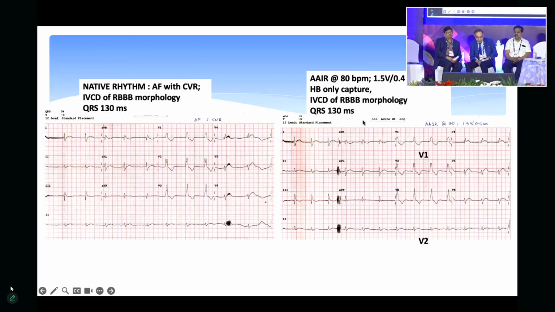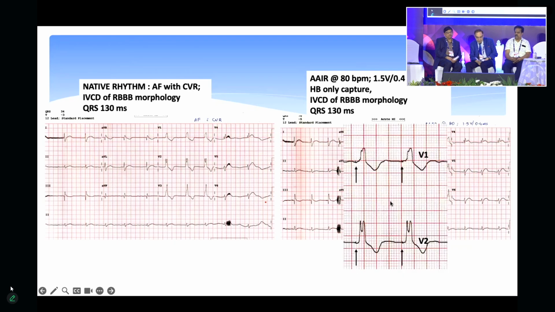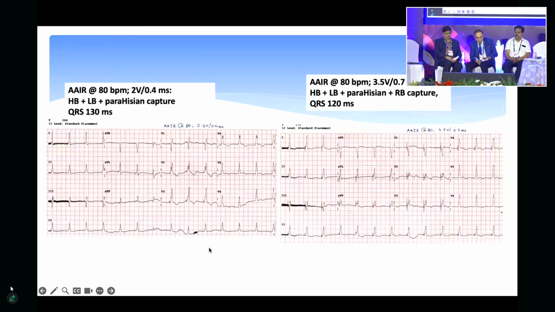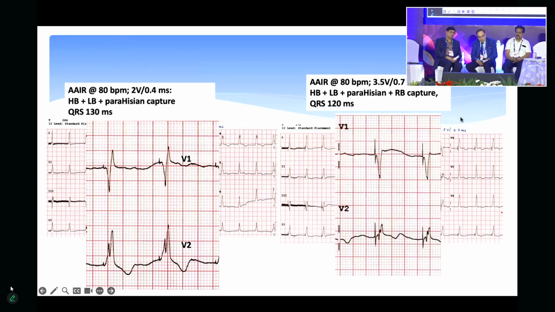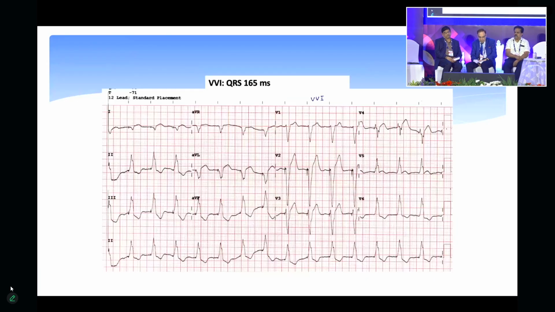We are pacing the his bundle from the atrial lead. The atrial lead is at the his bundle. There's a pacing spike. The QRS is identical to the native QRS. You pace the his bundle at a slightly higher output. We have captured the left bundle through the his bundle, and you get the classical RSR dash morphology. You increase the output a little bit more. We have captured the right bundle and the left bundle, and you get a narrow QRS. So in his bundle pacing, the output also defines whether you capture only the his bundle or the right bundle or the left bundle. Whereas when you pace VVI from the RV, you get RV pacing.